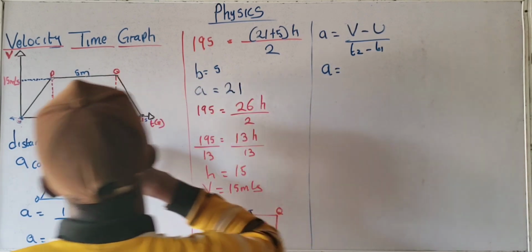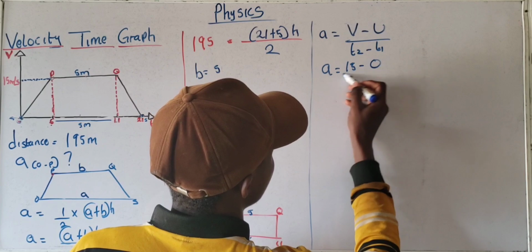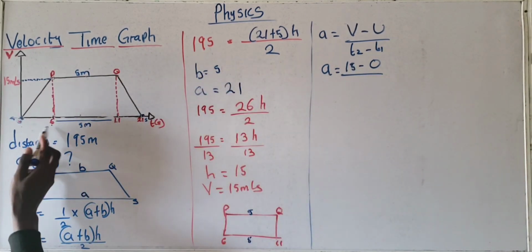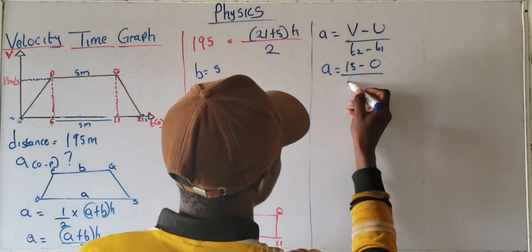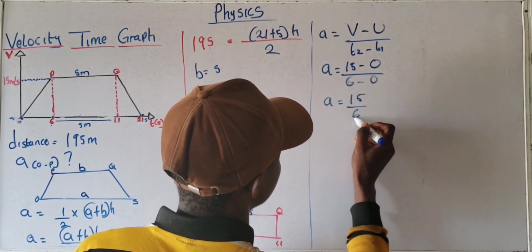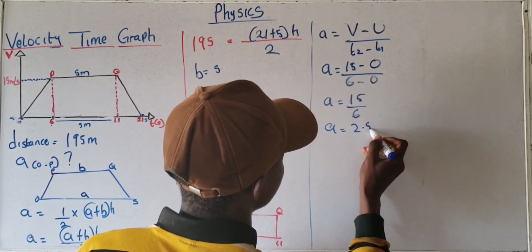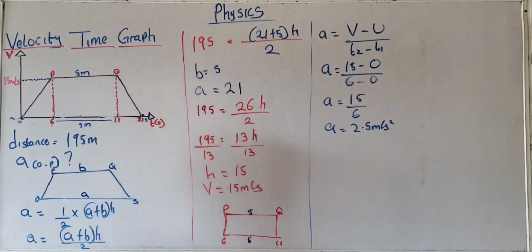Acceleration is equal to V, which is the final velocity, 15 meters per second, 15 minus 0 all over T2. See, let me tell you, this T2 is the final time, you understand, in seconds, and T1 is the initial time. The initial time is 0. Why? Because the object is not in motion, okay? So, in that case, I'm going to have 6 minus 0 as well. So, the acceleration is equal to 15 divided by 6. Acceleration is equal to 2.5 meters per second squared, okay? So, that is the solution to that question.